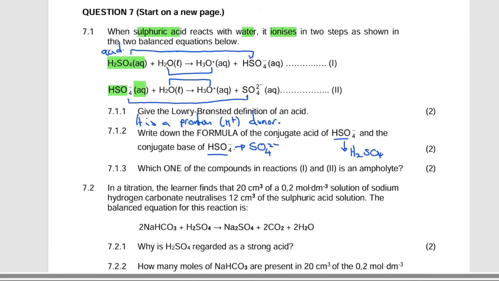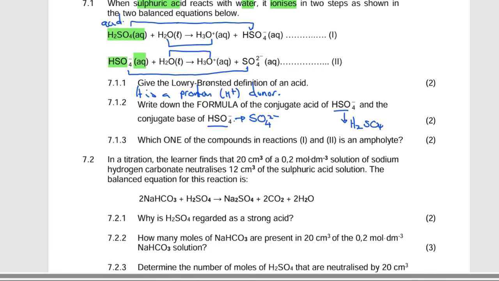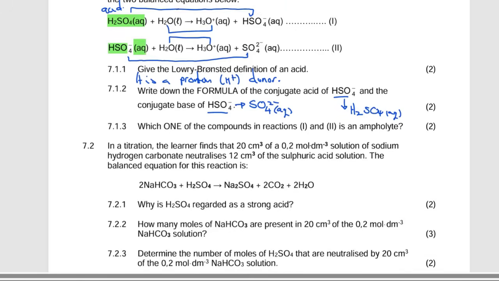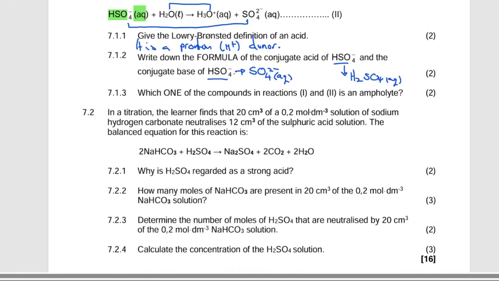Then proceeding to the next part, maybe I can also include state symbols there. So this is aq, and then aq, like that. Then question 7.1.3 says, which one of the compounds in reactions 1 or 2 is an ampholyte? So we need to know what an ampholyte is. An ampholyte is a substance that can act as either an acid or a base, depending on the type of reaction.